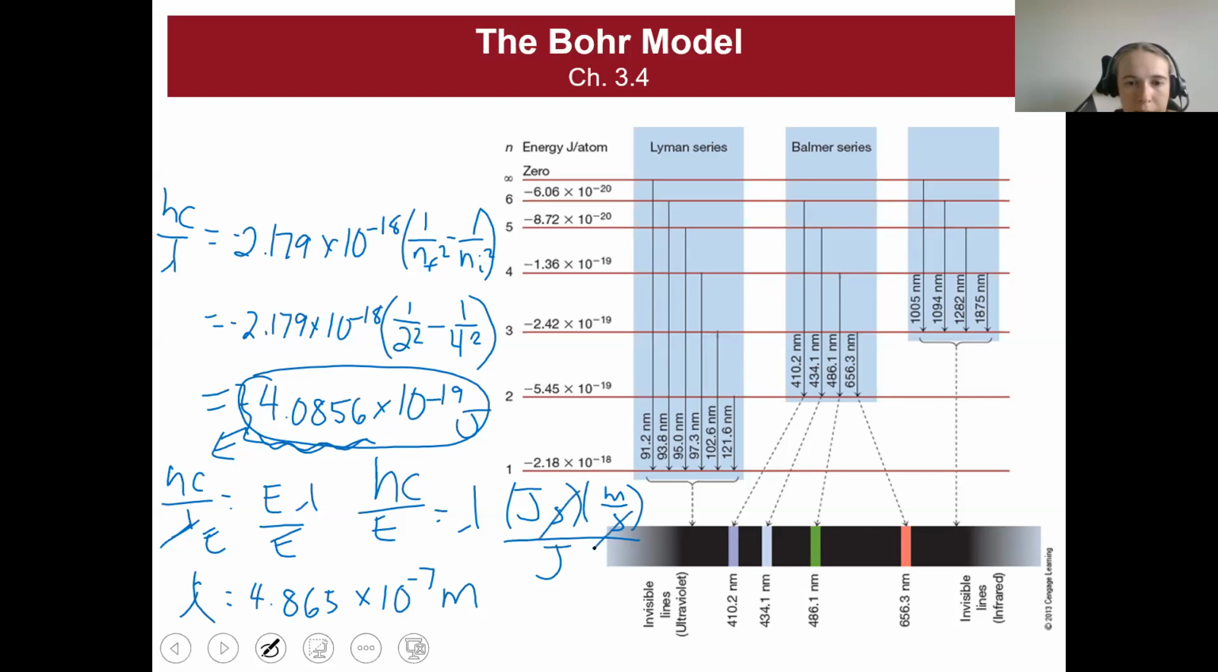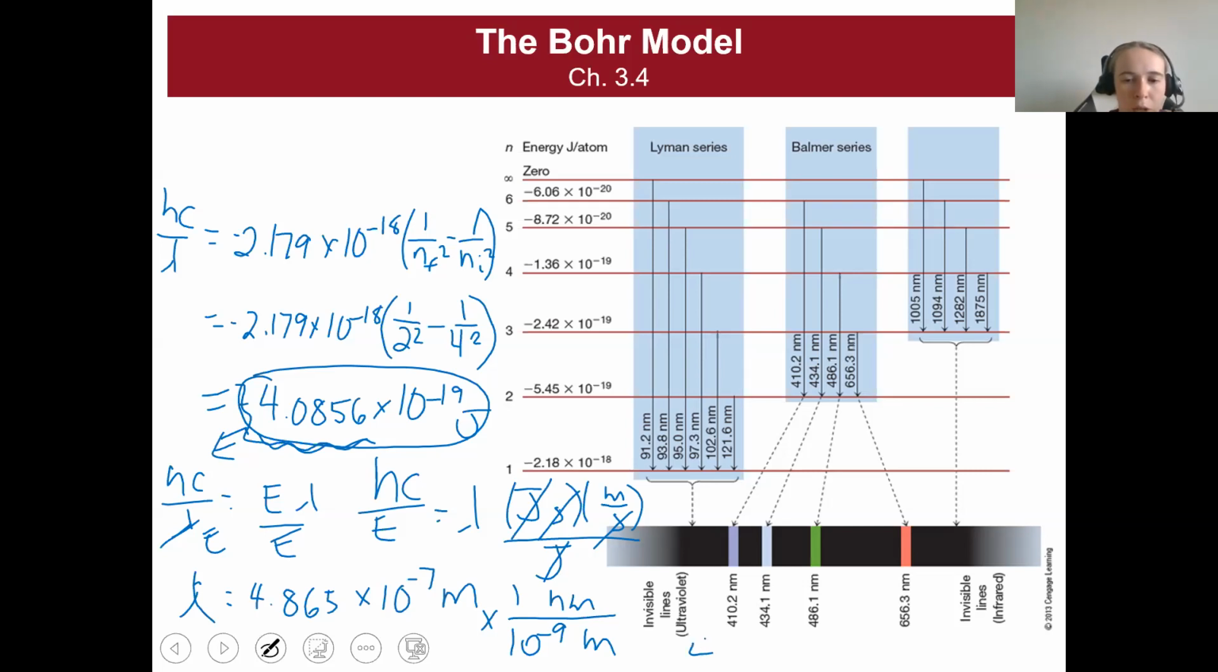So seconds canceled out in the Planck's constant and the speed of light, and joules canceled out in our energy and Planck's constant, so we end up with meters. Now we want to find out what it is in nanometers, because our visible light is given in nanometers. So we want 10 to the negative 9th meters in 1 nanometer. And when you plug that in, you're going to be subtracting your exponents, which means you're adding 9 to minus 7.